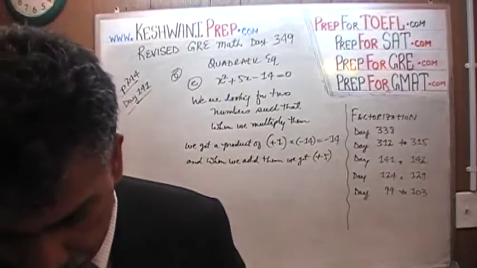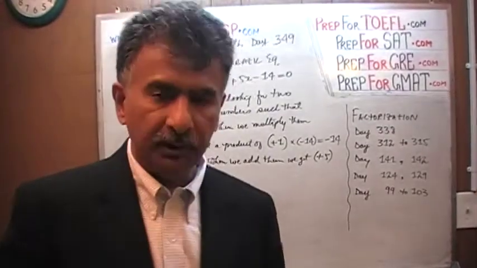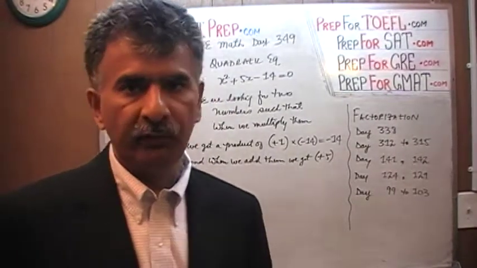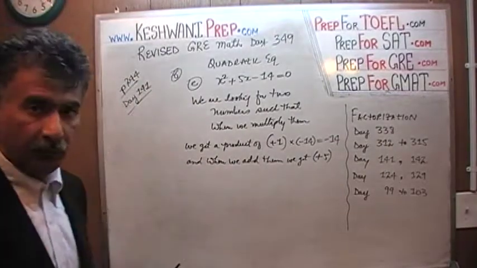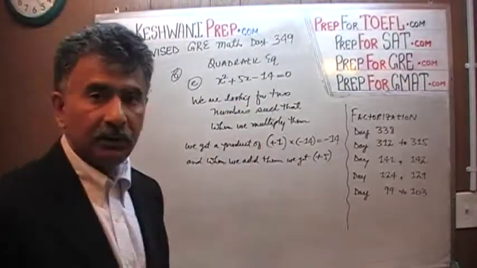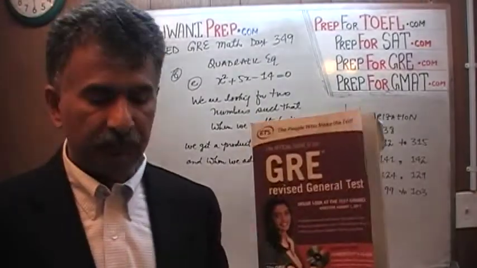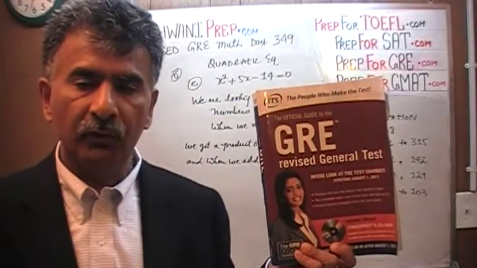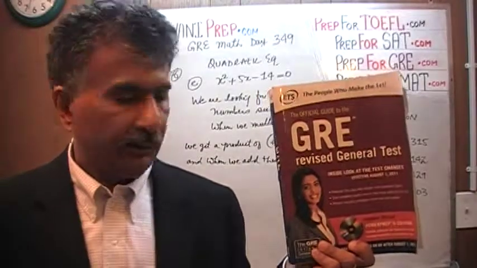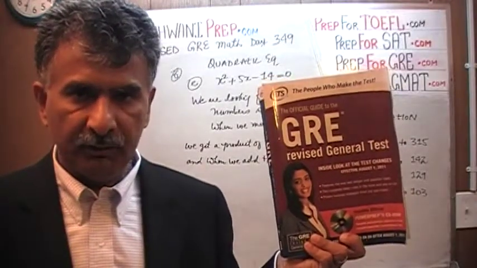The problem that we are about to solve is the one that you will find on page number 244. Please turn to it. Page number 244, and today is our lesson number 349. This problem, problem number 6 on page 244, is the exact same problem that appeared in the first edition of the revised GRE.